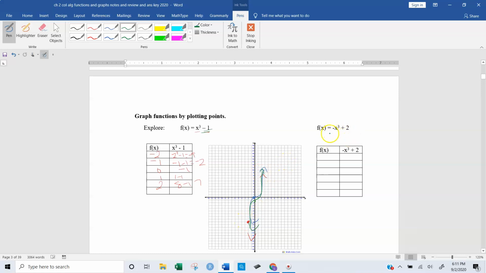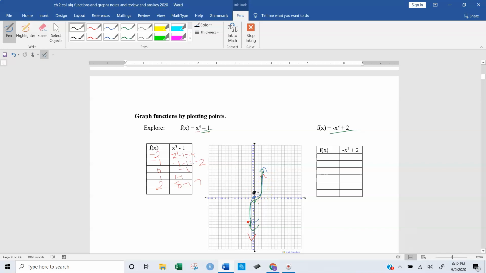So now here, what does -x cubed plus 2 do? If you remember, you could graph it directly. You would say, okay, -x cubed is going to flip it. So instead of going up 1 over 1, it's going to go down 1 over 1, in the opposite direction. And then the 2 is going to move it up 2. So it's going to start at 2. This is my starting point.